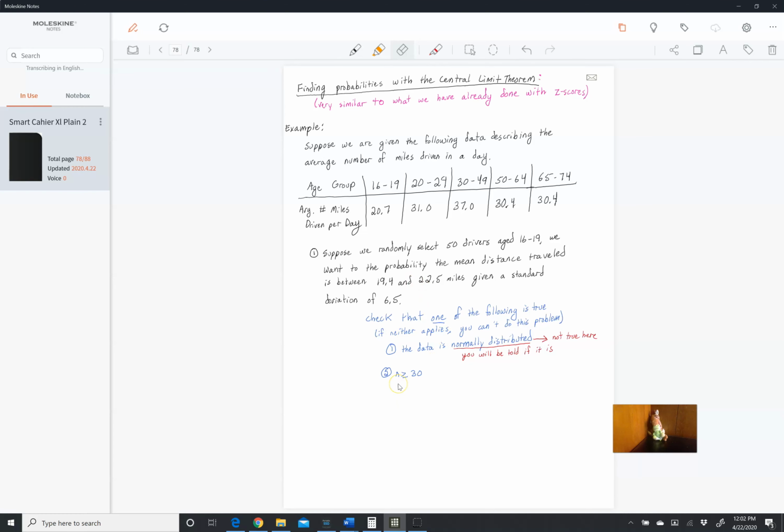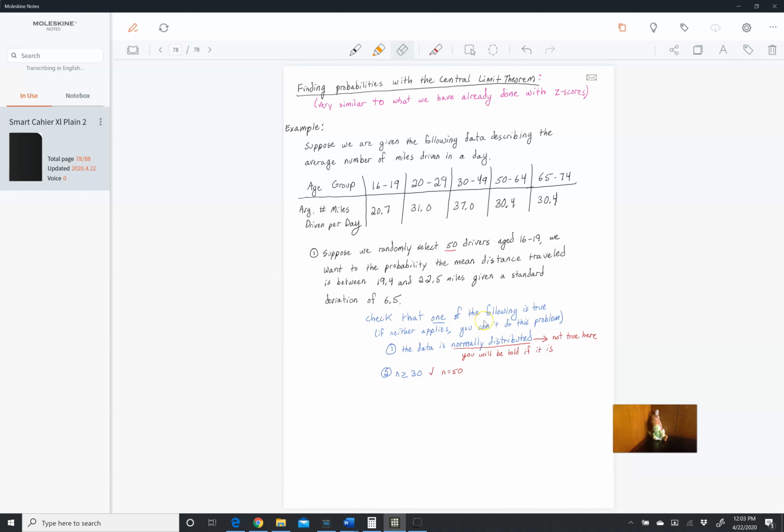We need to make sure that n is greater than or equal to 30. So we have to look at the sample size. What's the sample size? It says we randomly select 50 drivers. N is greater than or equal to 30. This is true. N equals 50. Because n equals 50, we can go on.